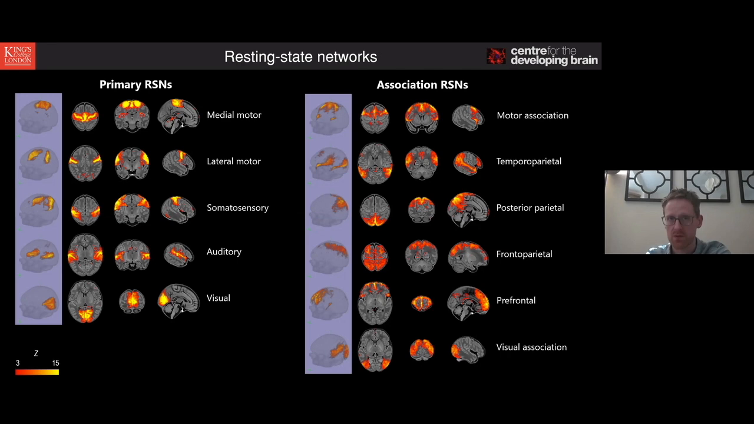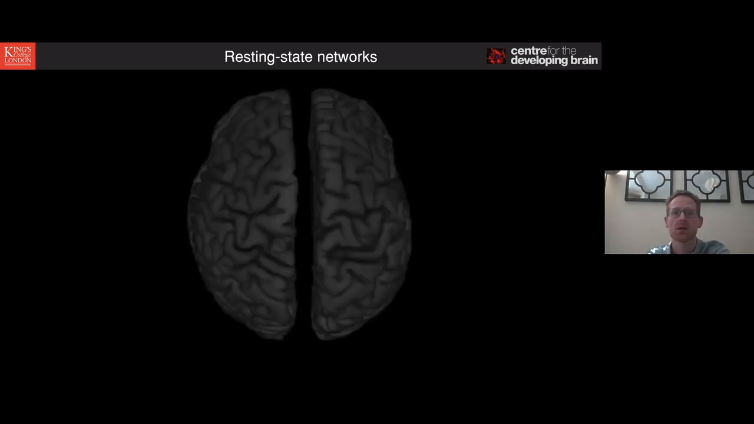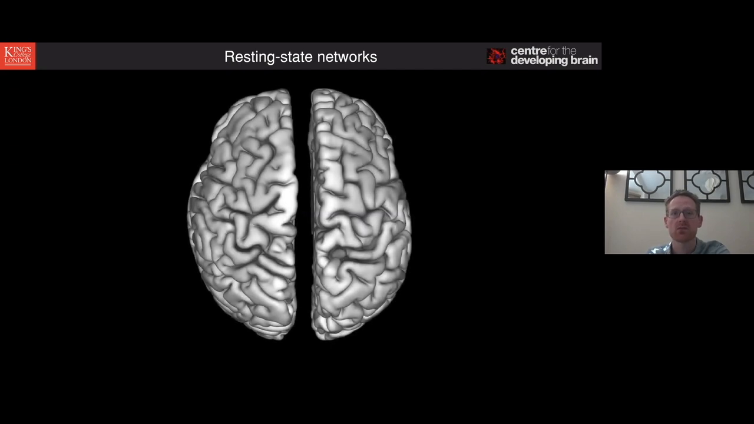So these are the 11 networks we identified. The 5 on the left included primary motor or sensory cortical areas. We categorized these as primary resting state networks. The remaining 6 we categorized as association networks. The easiest way to visualize these is on a cortical surface in a winner-takes-all computation. So this is the brain of a single subject scanned at 42 weeks of age. And then the group level networks are projected to the surface.